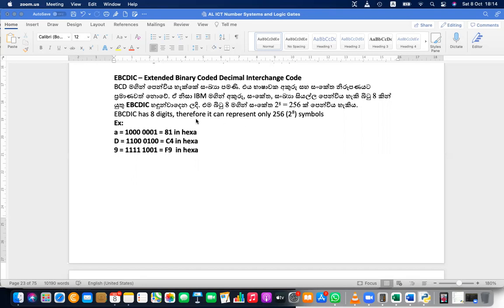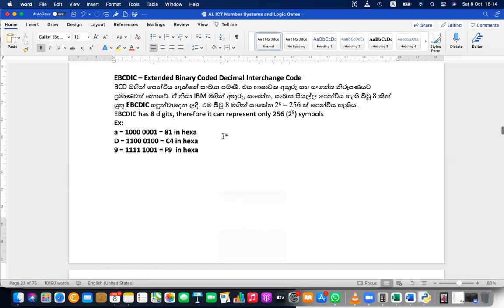Since there are 8 bits, it is possible to represent 2 to the power 8 unique symbols, which is equal to 256 unique symbols. Extended Binary Coded Decimal Interchange Code can represent 256 symbols, right? Therefore, the number of characters that it can represent has increased.